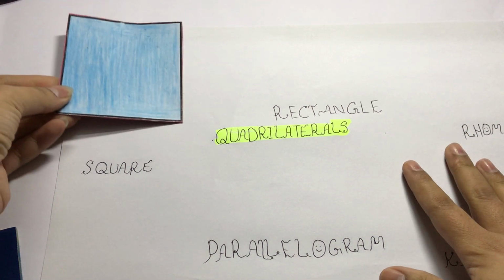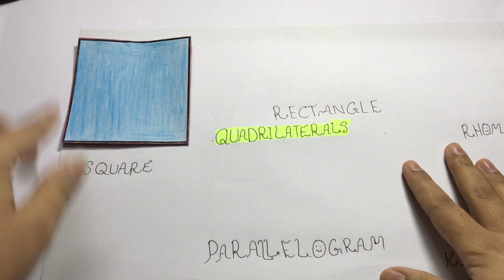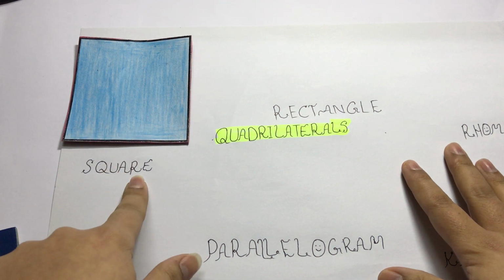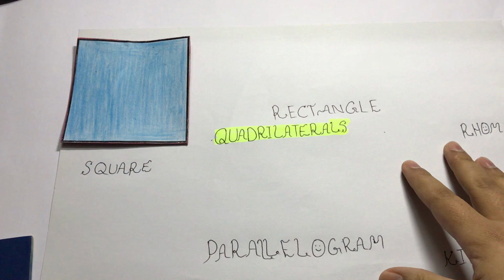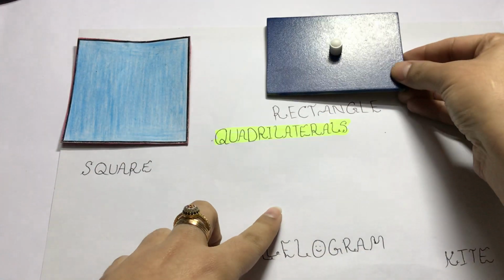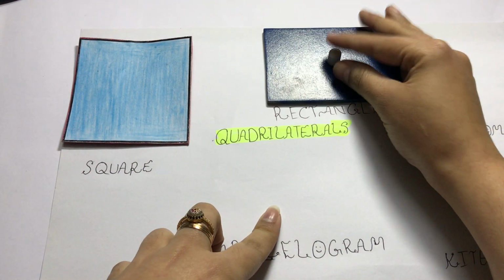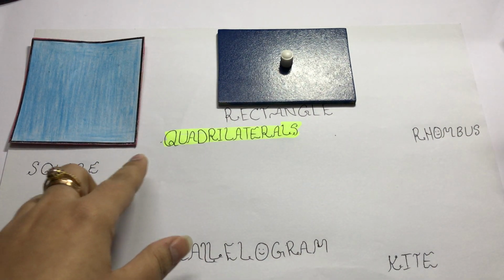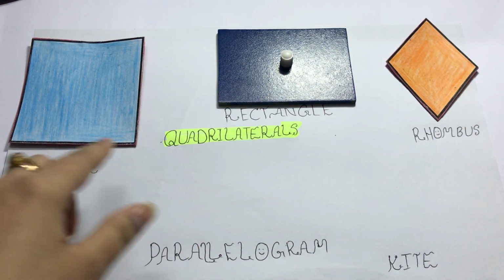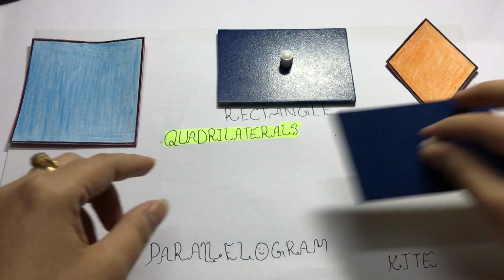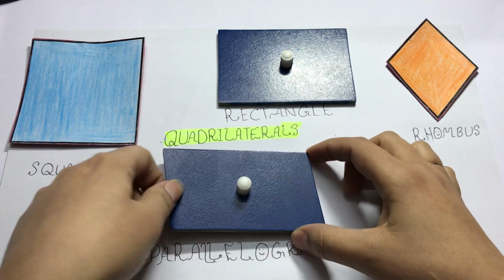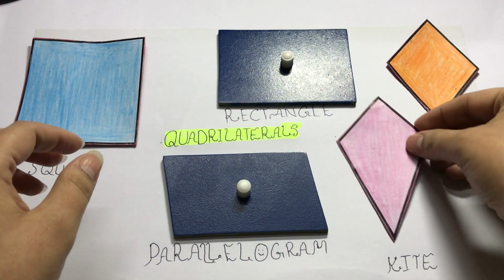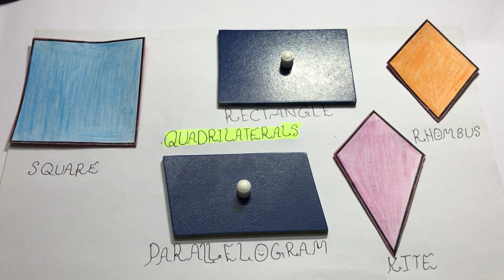The first shape we have learnt about is a square. The second one we have learnt about is known as a rectangle, right? The third one is known as a rhombus. The fourth one is known as a parallelogram. And the last one is known as a kite, right?